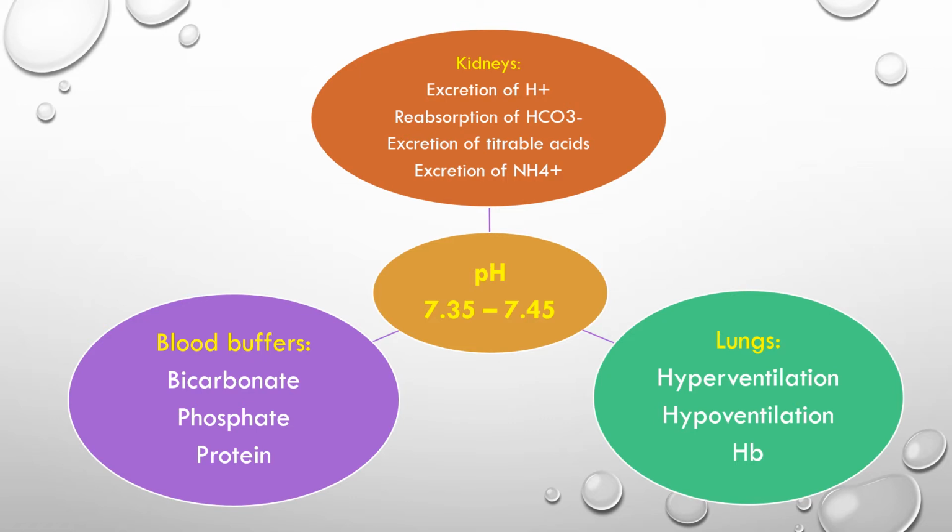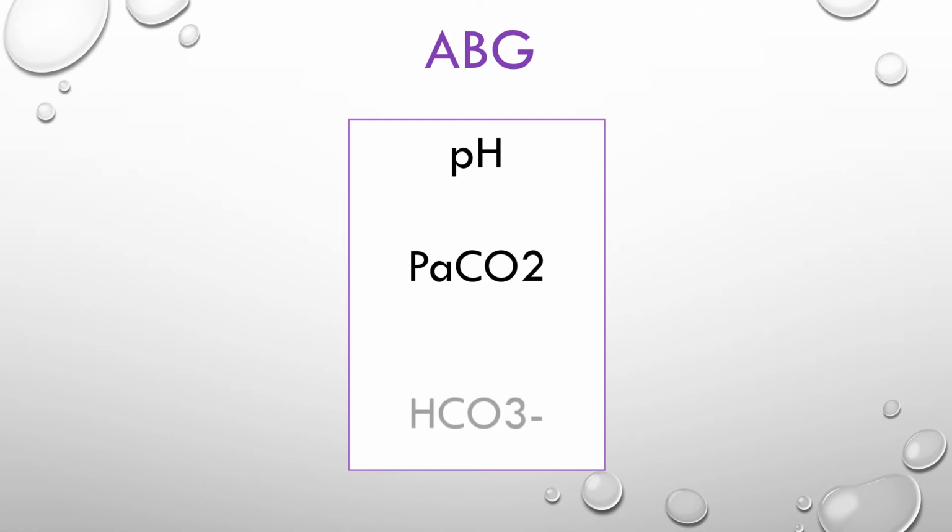With this background information, now let us dive in to the actual arterial blood gas. Now, ABG has three main components: the pH, the PaCO2, and the bicarbonate. pH, as I said earlier, is the negative log of hydrogen ion concentration. The PaCO2 is the partial pressure of carbon dioxide in the arterial blood.